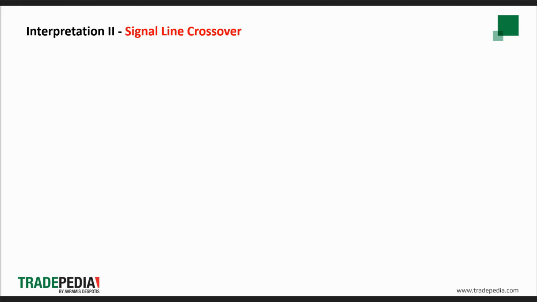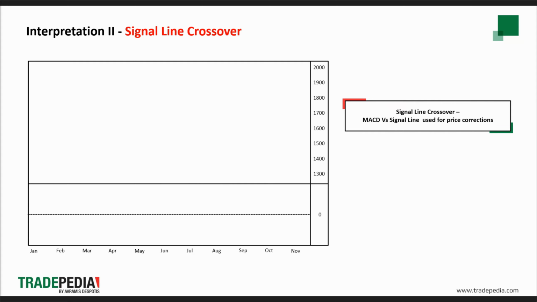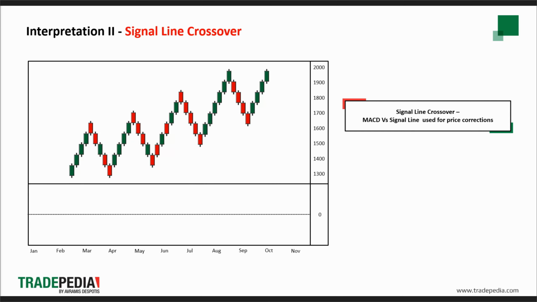Another interpretation you can look at is the signal line crossover. It's used basically for price corrections, retracements from the original trend. A bullish crossover occurs when the MACD turns up and crosses above the signal line. So you anticipate a potential break above the center line.